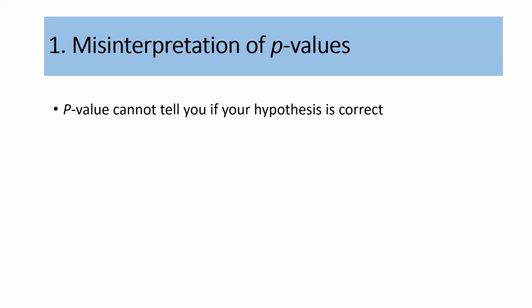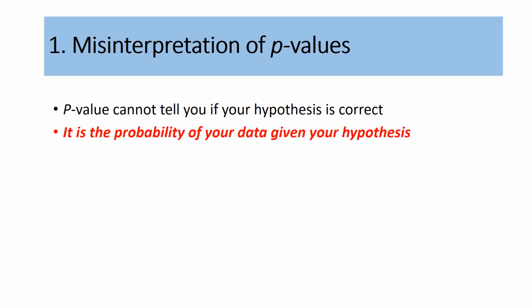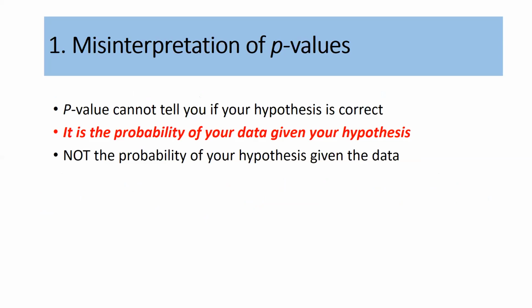Another problem is that people think that a p-value tells you if your hypothesis is correct, but in fact a p-value cannot tell you if your hypothesis is correct. It is in fact the conditional probability of your data given the hypothesis, which cannot be changed around to say that it's the probability of the hypothesis given the data.